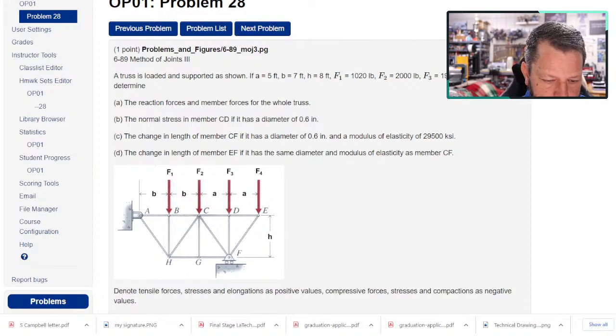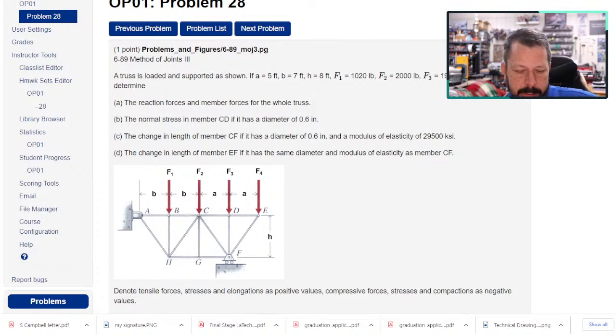Let's mark which ones we're interested in. So I want to know the reaction forces, AX, AY, and FY. We'll get to those. I want to know the normal stress in member CD, so I want to know this one. I want to know the change in length of CF, which is that one. And I want to know the change in length of EF, which is actually this one.